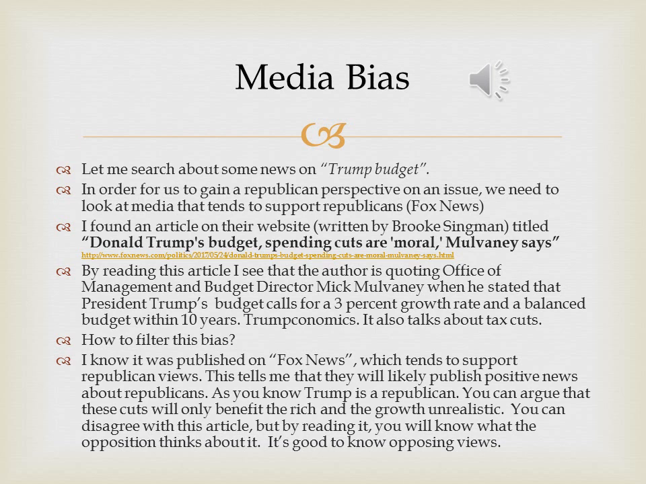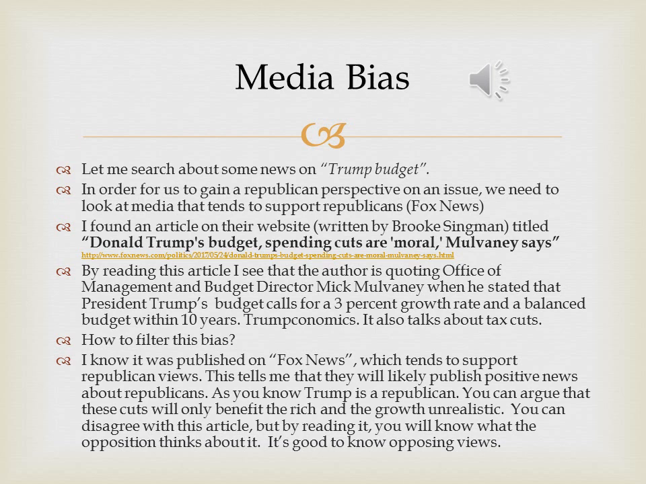So, when he stated that President Trump's budget calls for a 3% growth rate and a balanced budget within 10 years. So, it's like Trumponomics, that's the idea that they're using on the Fox News website, Trumponomics. So they're sort of going back in history, and remember Reaganomics. So that's Trumponomics. It also talks about tax cuts, which is the core of Republican beliefs, like we discussed earlier.